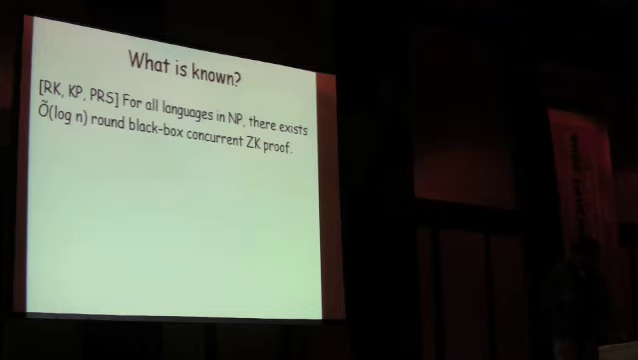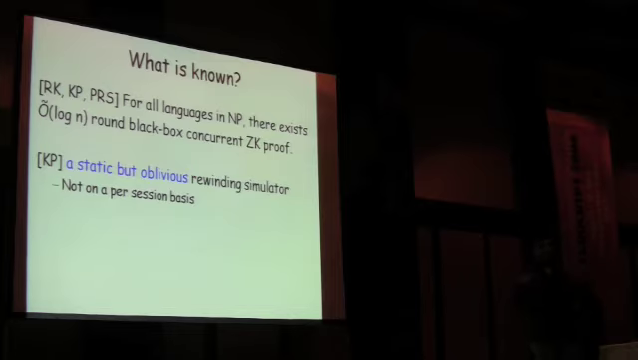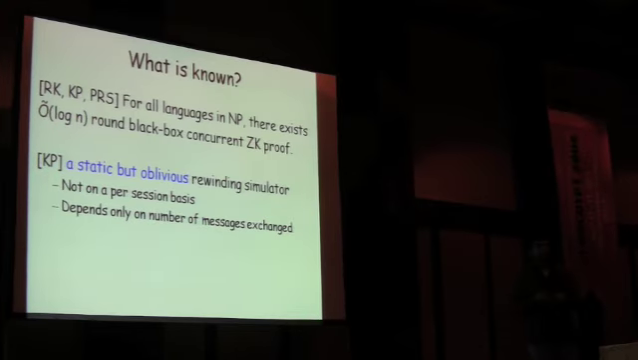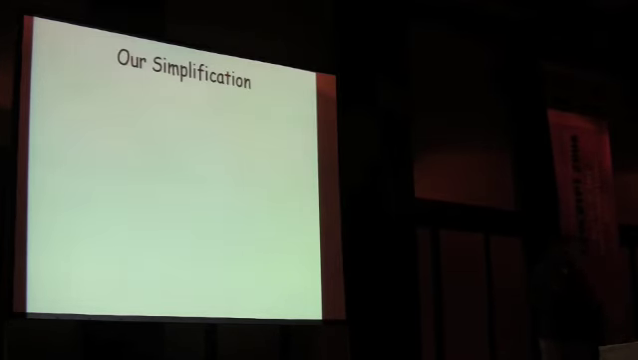This uses the simulation technique introduced by KP, that's Kilian and Petrank, and it was analyzed by PRS, that's Prabhakaran, Rosen, and Sahai. So we are going to be concerned about the simulation technique introduced by KP, which is a wonderful technique which is a static but oblivious rewinding simulator. I'm not going to go into the details, but let me just tell you that it's static and oblivious because the rewinding schedule does not depend on the session, and it only depends on the number of messages being exchanged between the verifier and the prover. You'll see more of this tomorrow in the talk on precise concurrent zero knowledge.